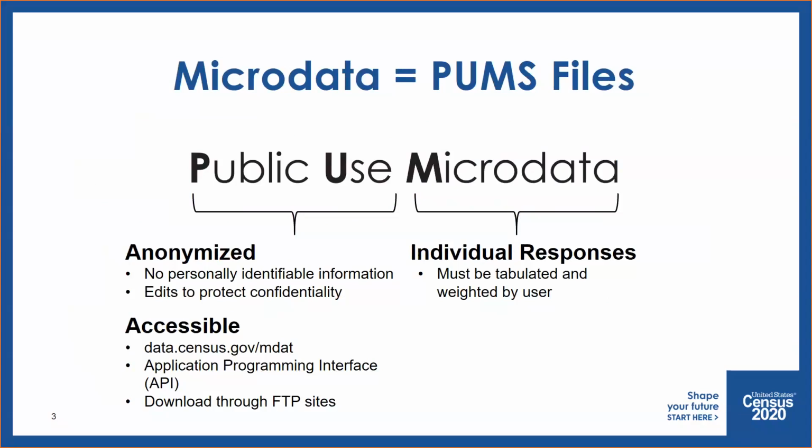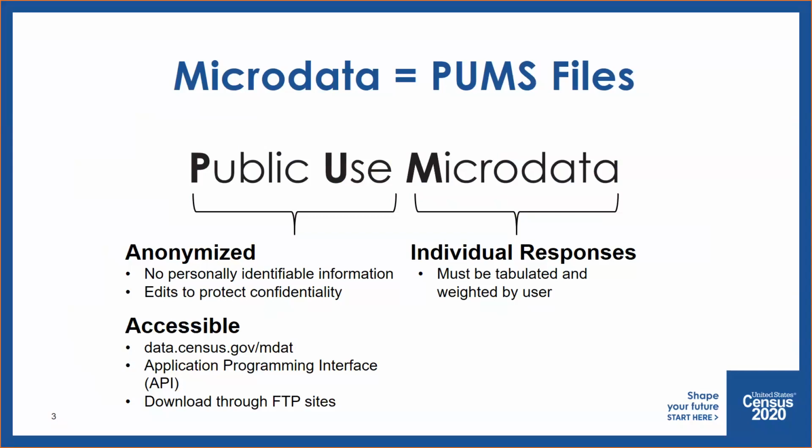For some background on what microdata is, when we talk about microdata, we're talking about our PUMS files. PUMS stands for public use microdata. Breaking down the words, public use means that it's not identifiable, and it's edited to protect your confidentiality. So it's not our full file by any means. It's a very small percent. The last time I saw, I thought it was 1 or 2% of the actual sample. The confidentiality has been protected, and then it's accessible.